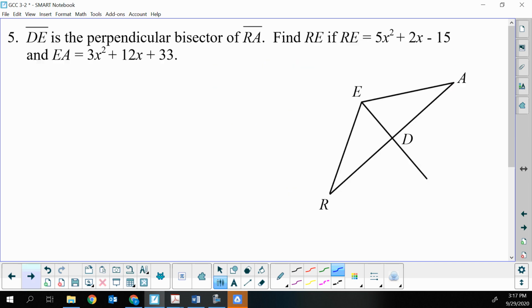All right, so one more page for this video. We're going to go to 11. DE is the perpendicular bisector of RA. So let's go ahead and put our box in. It's bisecting, so we know those are the same. They tell us RE is 5x squared plus 2x minus 15. And EA is 3x squared plus 12x plus 33.